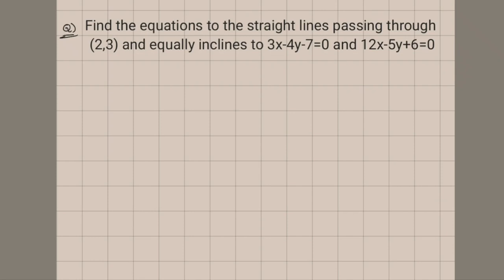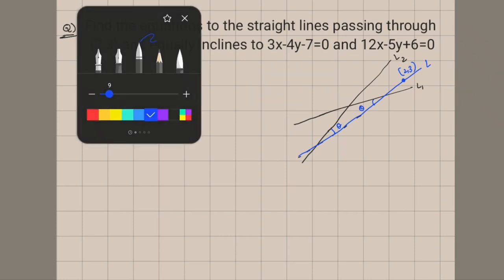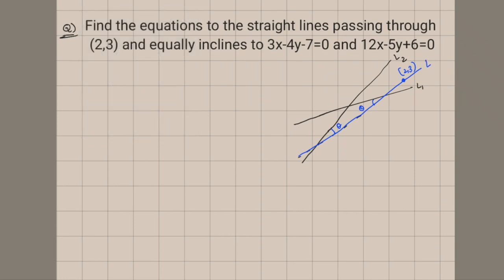So let's say this is line L1, L2, and we need to find the slope of the other line. Let's take this as line L, which is equally inclined with these two lines and passes through the point (2, 3). So first we need to find the slope of this line L. We have seen the condition is m1 minus m. We need to find the angle between L1 and L2.